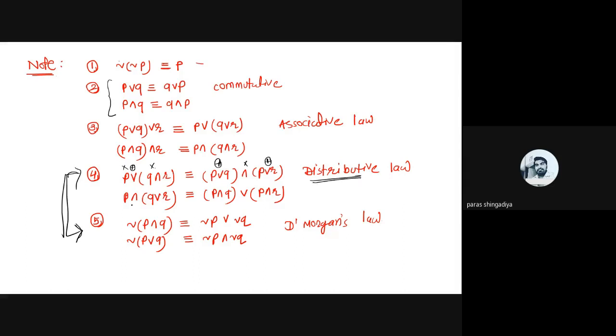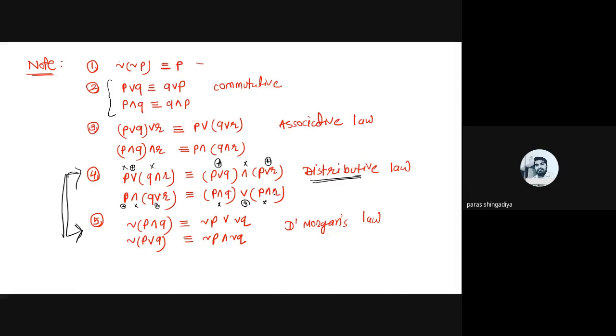And the second one: P and (Q or R) is equivalent to (P and Q) or (P and R). Here, Q or R is a sum, and P or R is also a sum, and here it is a product, so it is a product of elementary sums. That is equivalent to this one, where it is a sum of products, a sum of elementary products. Clear?